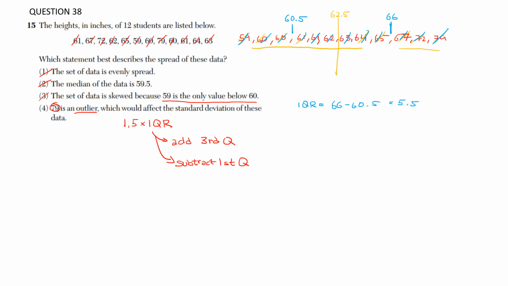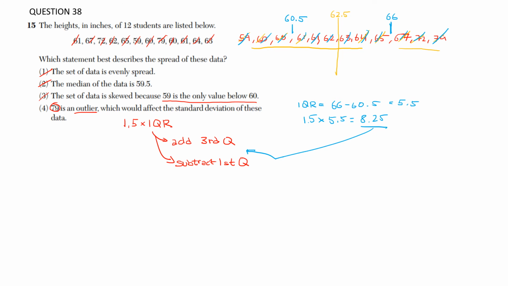right? So if we were to multiply 5.5 by 1.5, we get 8.25. 1.5 times 5.5 equals 8.25. So we take this value and then we add it to the third quartile to see if 79 is within that.